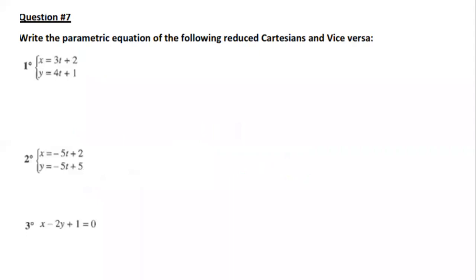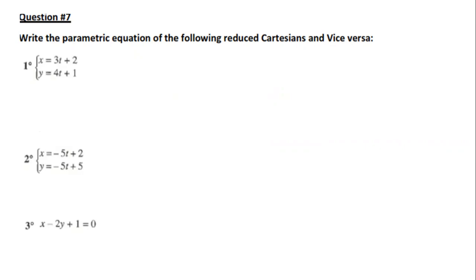And now in question number 7, the most important one, we need to write the parametric equation of the following reduced Cartesians and vice versa. So if you have the parametric form, you have to make it Cartesian, and if you have the Cartesian, you have to make it parametric. It's very easy. In the first one, we have a parametric form, and we need to make it Cartesian.